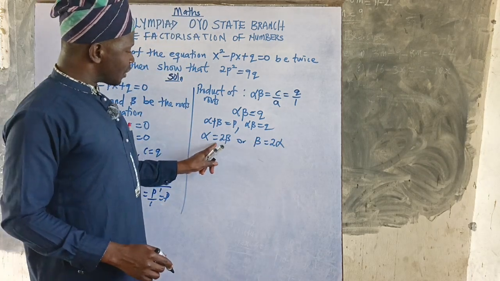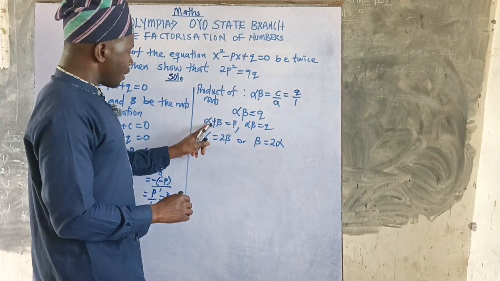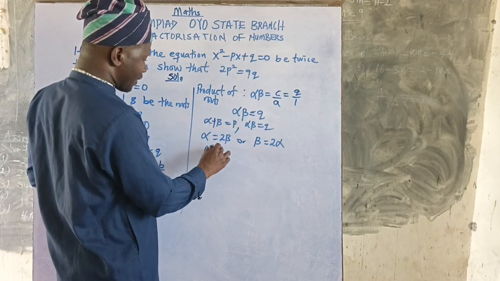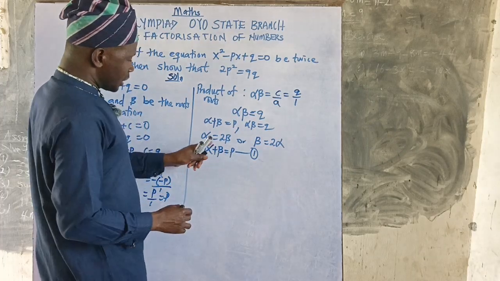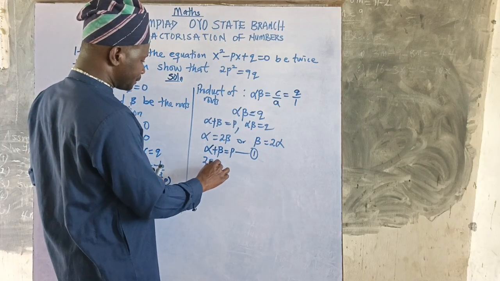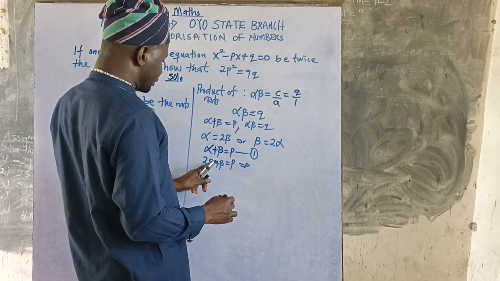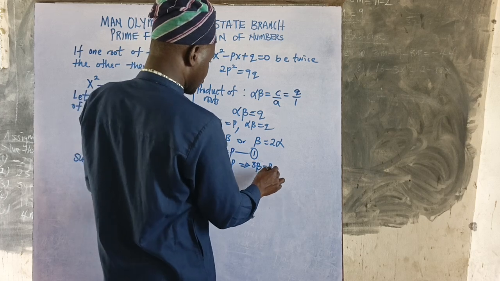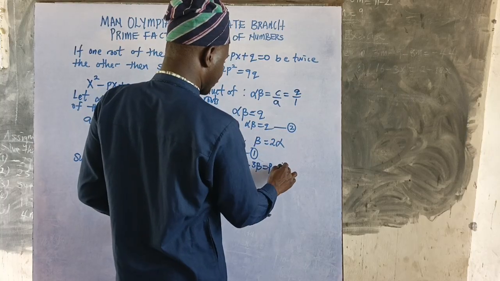Now let's take alpha equals 2 beta. That is, whenever you see alpha, you put 2 beta there and leave beta as beta. Label the equation alpha plus beta equals p as equation 1. Now substitute: whenever you see alpha, put 2 beta there. We have 2 beta plus beta equals p, which implies 3 beta equals p. Let this be equation 3, and the product equation be equation 2.